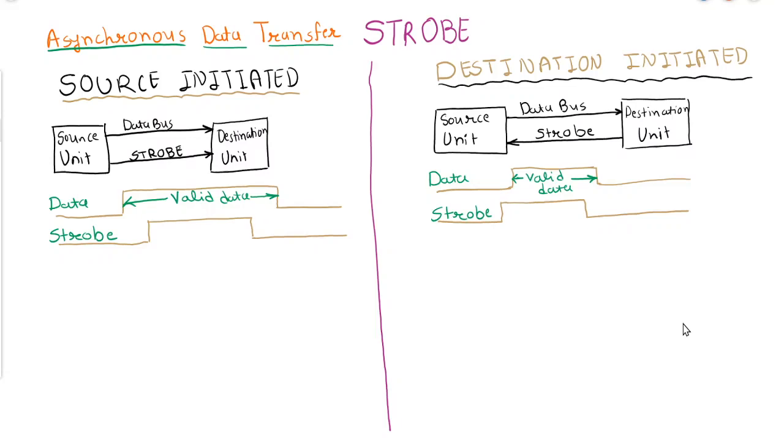In the previous tutorial, we discussed interface design, the concept of interface, and what is memory mapped IO and what is isolated IO. After differentiating them, let us start our discussion on what is asynchronous data transfer. It is the type of data transfer where there won't be any common clock.